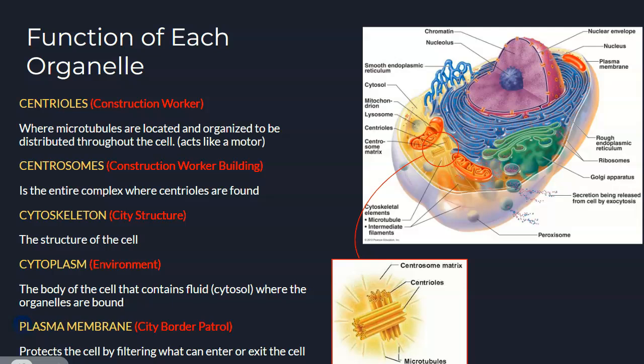And then we have the cytoskeleton, which is the structure of the cell, and the cytoplasm, which is the body of that cell, and contains cytosol, which is the fluid that helps keep things moving easily inside the cell. Then we have the outer layer known as the plasma membrane. It is selective, so it helps protect what is able to enter and exit the cell.